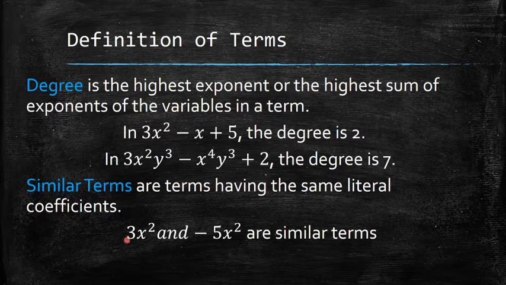For example, we have here 3x squared and negative 5x squared. They are similar terms. Why are they similar? Because they have the same literal coefficient. In this one, the literal coefficient is x squared, and in this one, we also have the literal coefficient x squared. So they are similar terms.